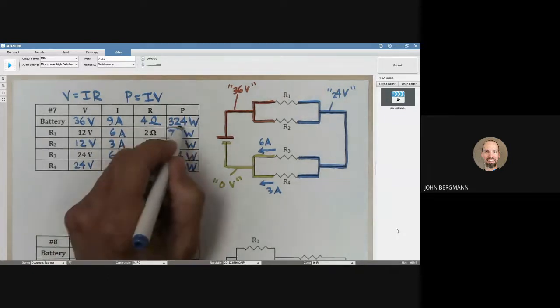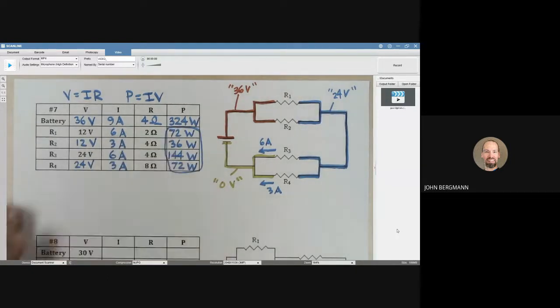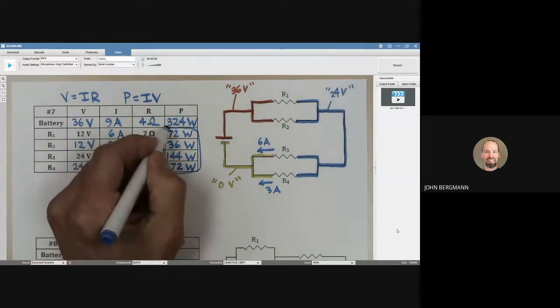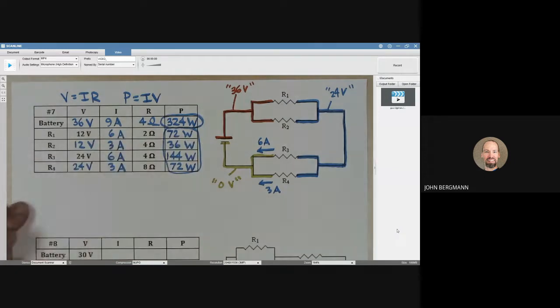All right, how much do these guys add up to? Just checking. So that's 288 plus 12. Boom. Those do add up. You check it out. Those add up.